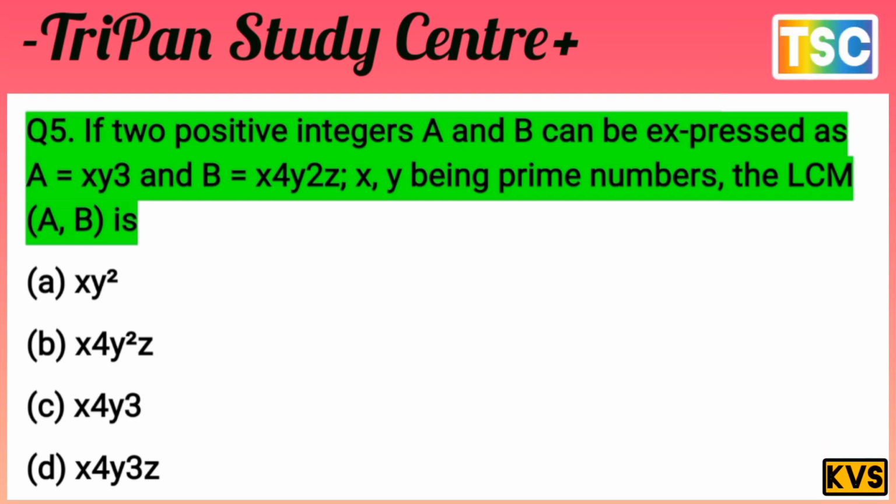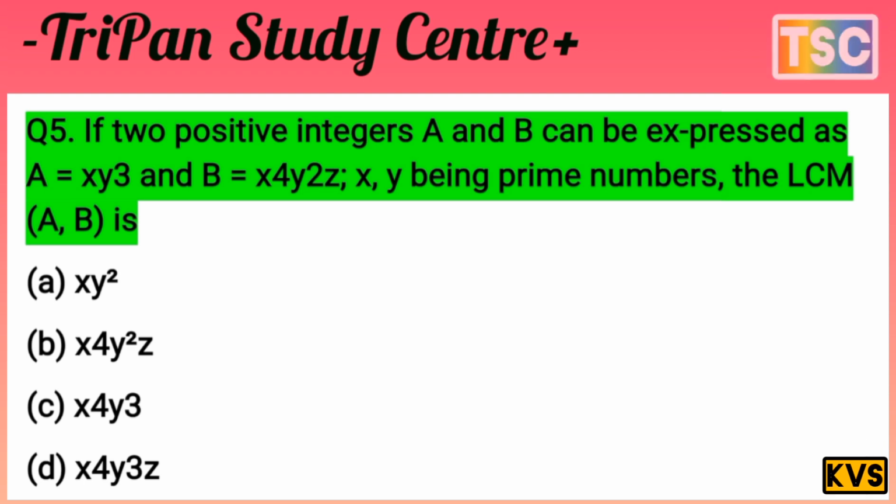That's important here. Come on, test your knowledge. First of all, I give you a few seconds. You must have a thought of your answer. What is the answer for this question? The question is clear, because a is equal to x and y power 3, and b is equal to x^4, y^2 and z.